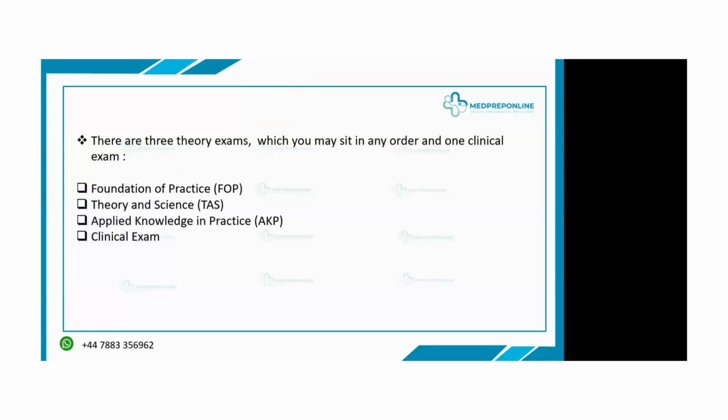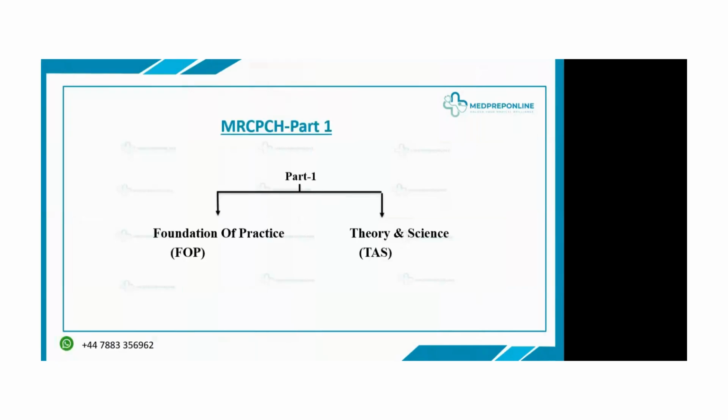And how are we going to achieve our MRCPCH? It basically has 3 to 4 parts: 3 theory exams and 1 clinical exam. The theory exams are FOP, which is Foundation of Practice, then Theory and Science, which is called TAS, and Applied Knowledge in Practice, which is AKP, and then you have the clinical exam. Today, we are only going to talk about FOP and TAS, because we have other sessions for AKP and the clinical, which are different from FOP and TAS.